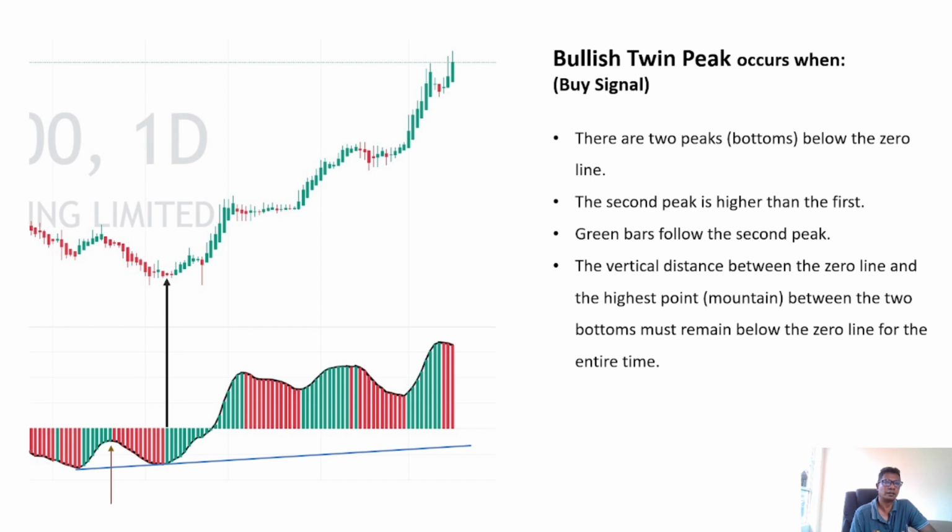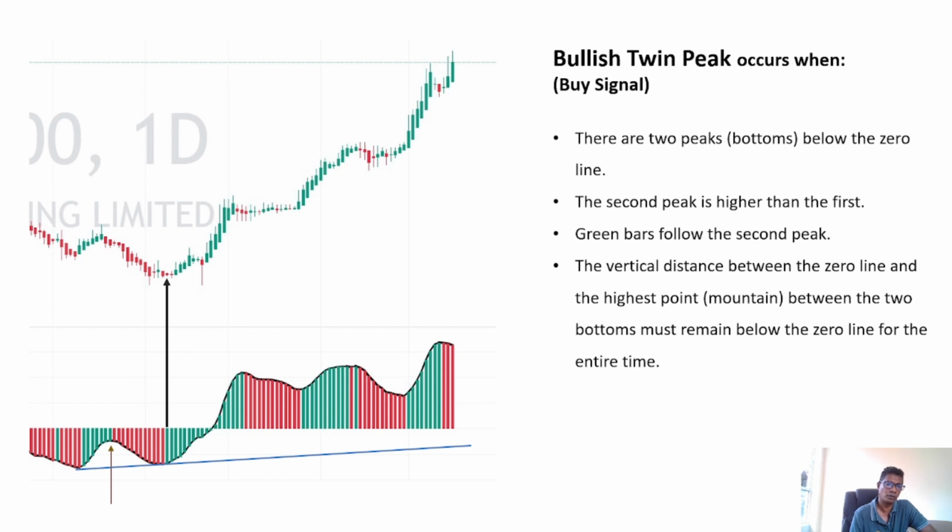1. There must be two peaks below the zero line. 2. The second peak is higher than the first. 3. Green bars follow the second peak. 4. The vertical distance between the zero line and the highest point between the two bottoms must remain below the zero line for the entire time. If these conditions are fulfilled, you can easily get a buying decision. A perfect decision it will be.